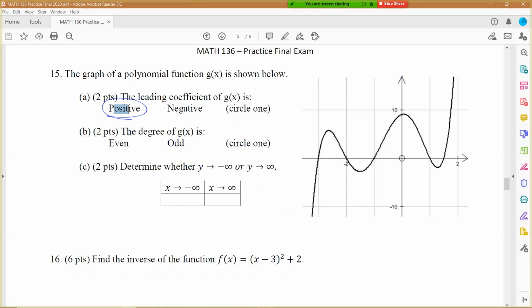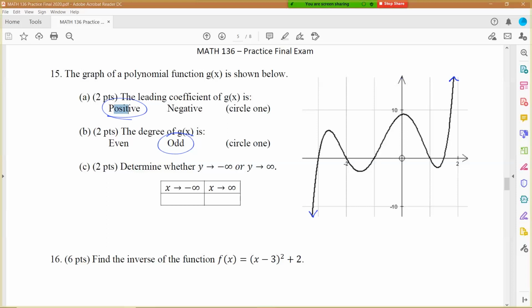The degree: I'm looking at both end behaviors. This one's going down, this one's going up. They're going opposite directions, so it's odd. If one goes down and one goes up, it's odd. If they both go up, it's even. If they both go down, it's even. It's all based off where your ends are going. And for this little box, I don't really know why they do it, but that's how I put it on your graph.